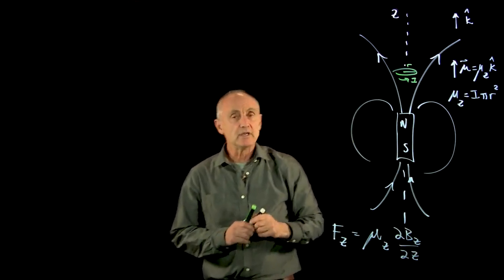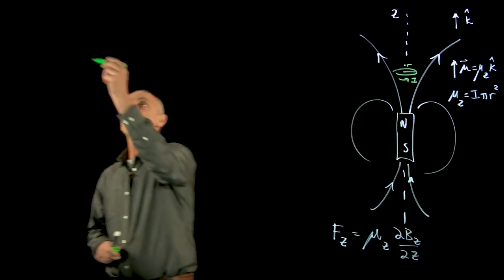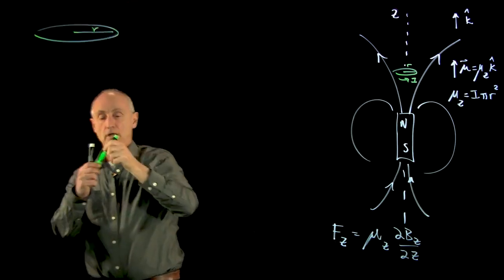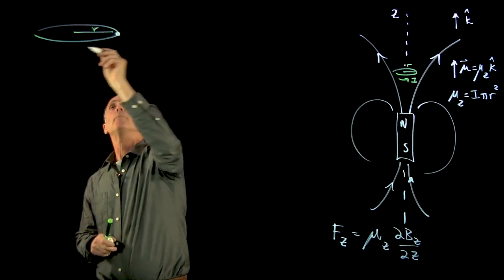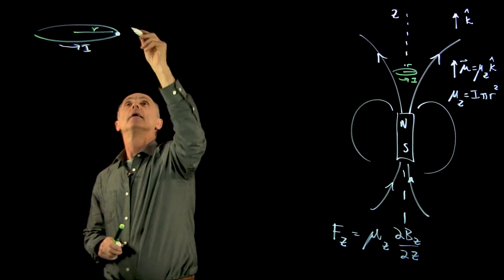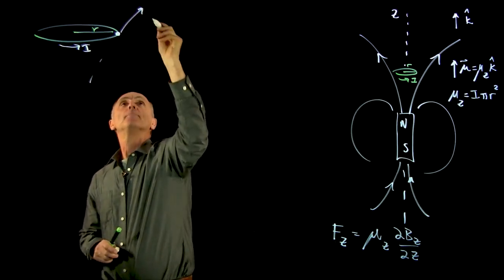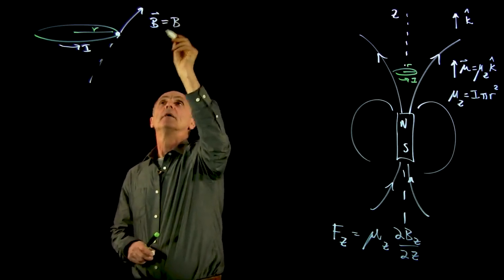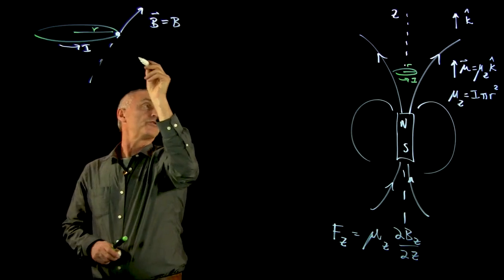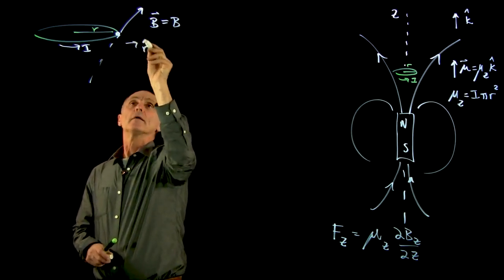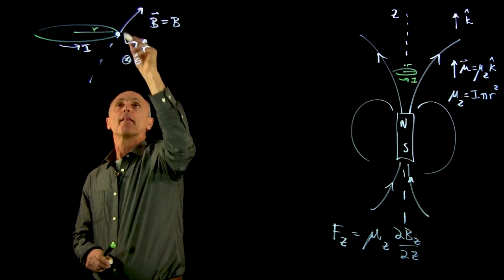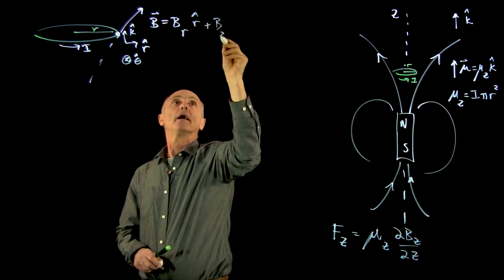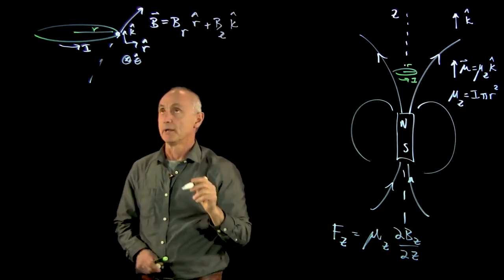Now, how do we derive that? Well, let's blow up our loop for the moment here and call this the radius r. And at a point here on the loop, we have a current I, and our field line B is pointing like that. And we'll write that field. Now here I'm going to use also an r hat, theta hat, and k hat coordinate system. So it has a radial component and a component in the vertical direction.